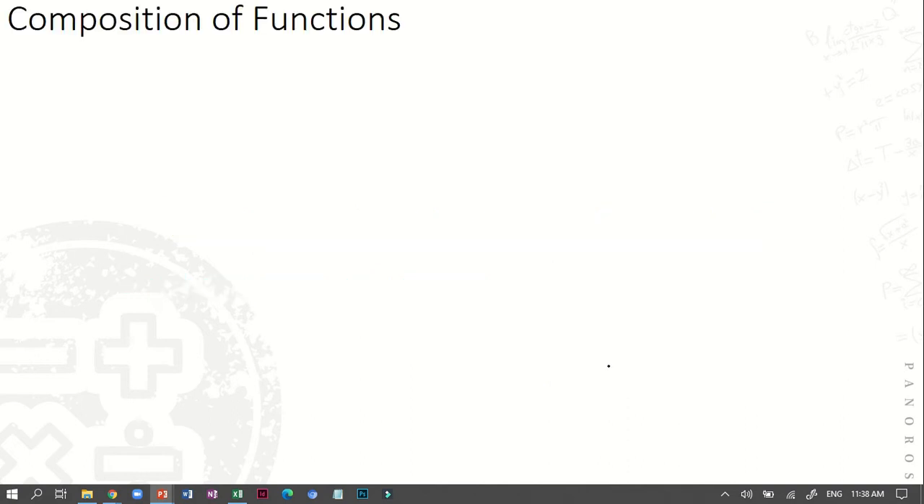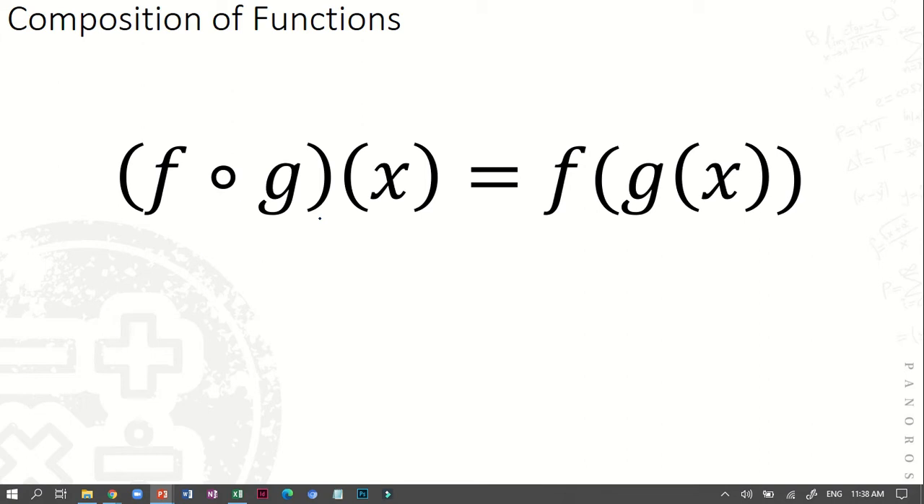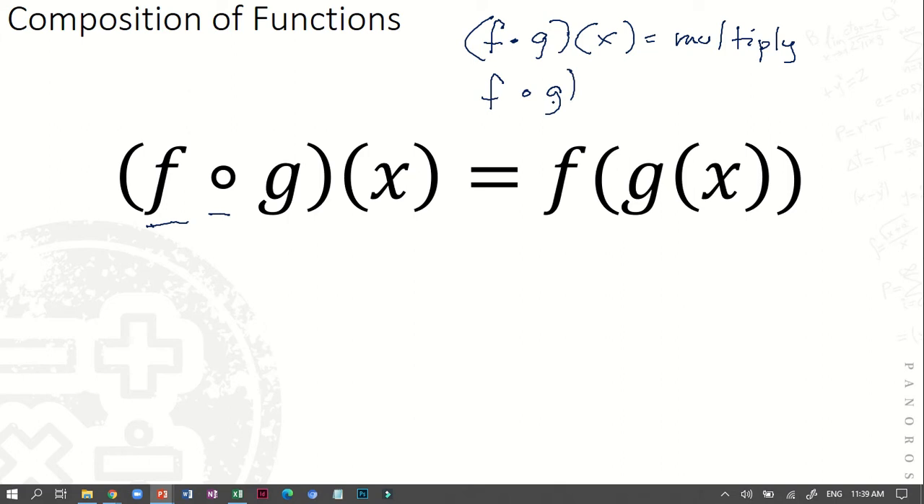Okay, so let's have first the introduction on how to read the composition of functions representation. So ito ang representation niya. Paano ba ito binabasa? This will be read as F composite. That is an open circle. Kailangan nakabukas, open circle yon, kasi kapag shaded circle, it pertains to multiplication. So that is multiply. Kapag open circle yon, that is composition of function.